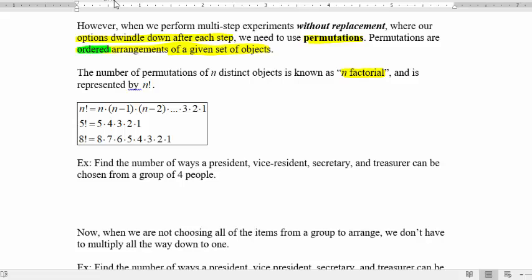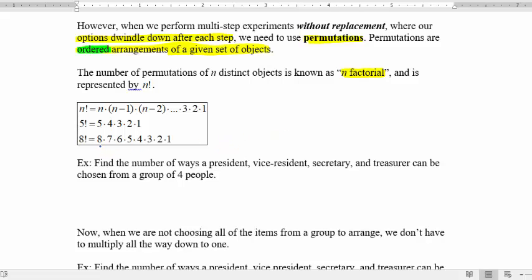But it really means a permutation of 5 objects arranged 5 at a time, right? So 5 factorial means 5 times 4 times 3 times 2 times 1, which makes sense because if we think about this in our slots and choices idea from before, you would have 5 slots. For the first slot, you'd have 5 choices, then 4 choices, then 3 choices, and so on, right? So if you're doing 8 factorial, that means you're arranging 8 objects, 8 at a time.